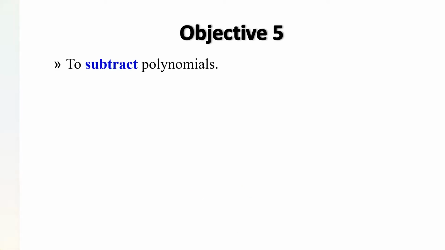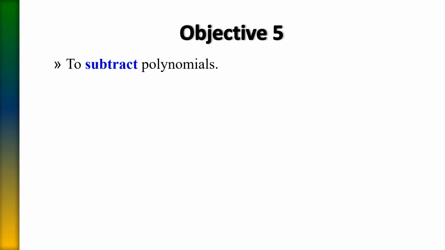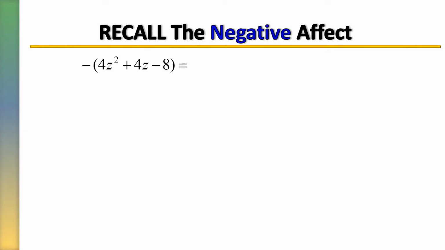In this lesson, we're going to subtract polynomials. So recall the negative effect. If you have a negative in front of anything, it sort of negates it, which means that it's going to make whatever it is the very opposite of what it was. So in the parentheses, you have 4z squared plus 4z minus 8. Because it has a negative in front of it, it's going to become negative 4z squared minus 4z plus 8, the very opposite of what it was.